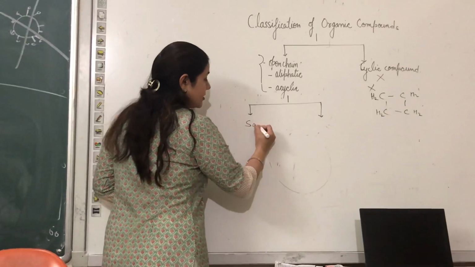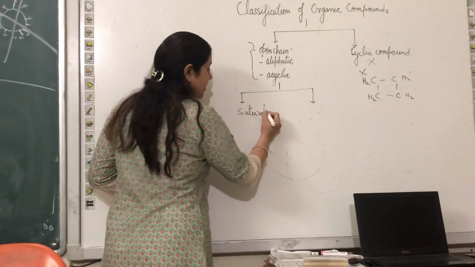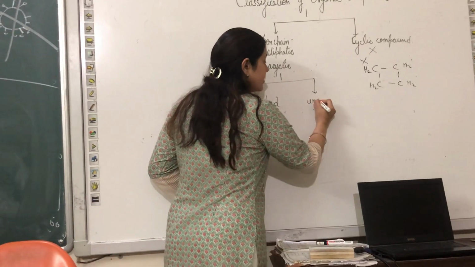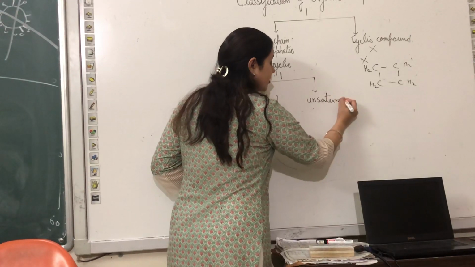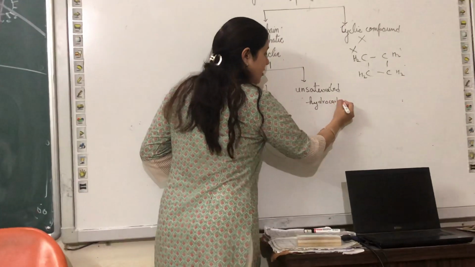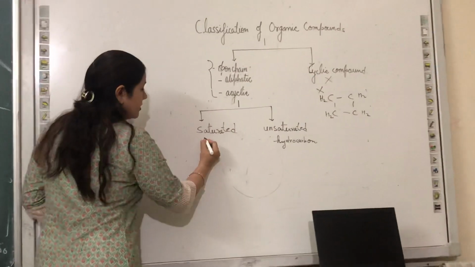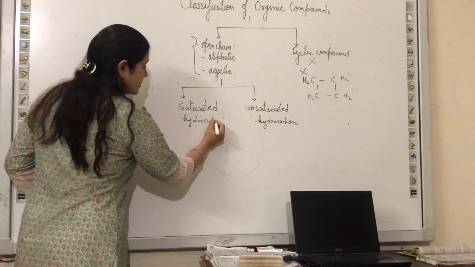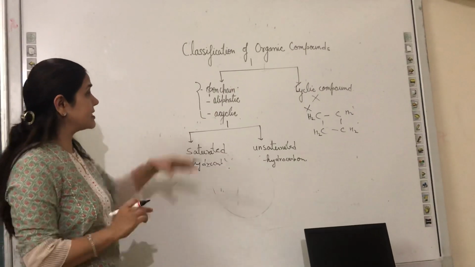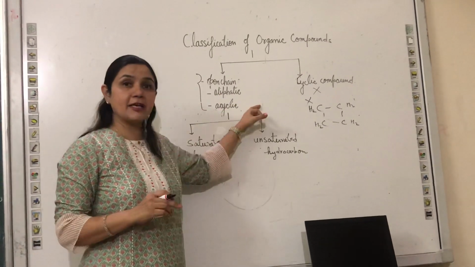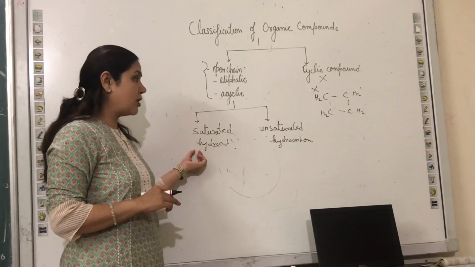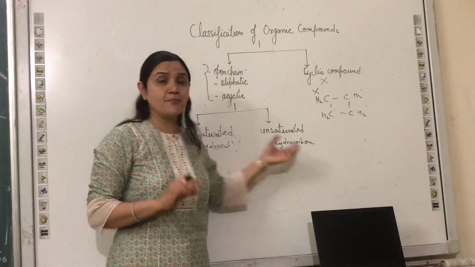First, saturated hydrocarbon, and the other is unsaturated hydrocarbon, because hydrocarbons are in your syllabus. So again, open chain, aliphatic or acyclic compounds I have divided into 2 parts, because these are all hydrocarbons: saturated hydrocarbons and unsaturated hydrocarbons.